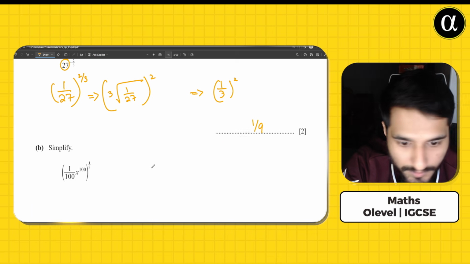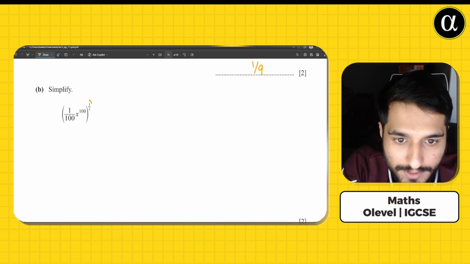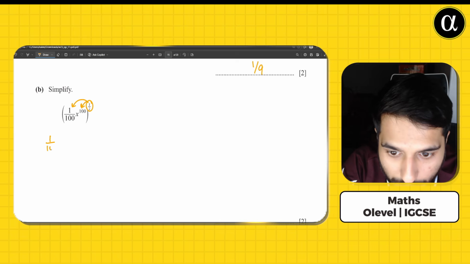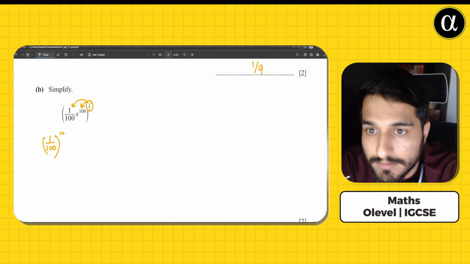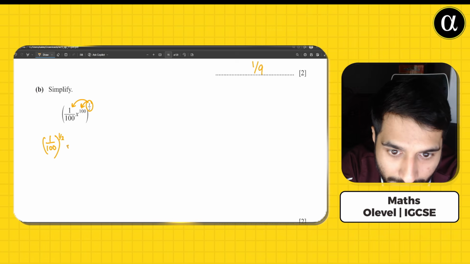Let's move on to the next one. 100x power 100, and half on the whole thing. So this half is going to be multiplied with this and this as well. So this means 1 over 100 times half, and x power 100 times half as well.